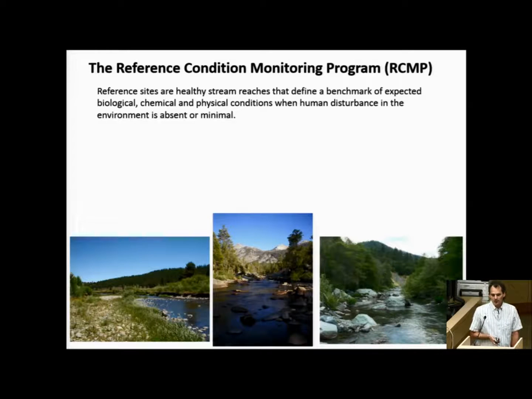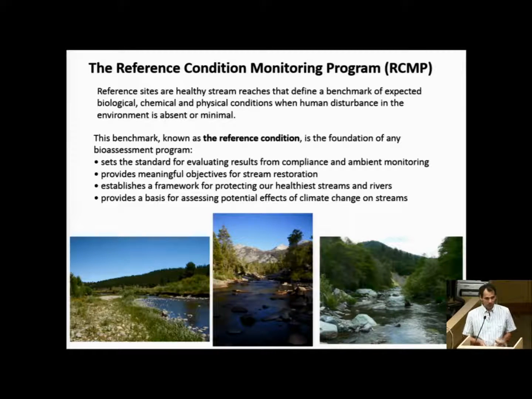Okay, the second key element of measuring and assessing ecological condition or biological integrity is the reference condition monitoring program. Reference sites are healthy stream reaches that define a benchmark of expected biological, chemical, and physical conditions when human disturbance in the environment is absent or minimal. That benchmark, known as the reference condition, is the foundation of any bioassessment program. It sets the standard for evaluating results from compliance and ambient monitoring. It provides meaningful objectives for stream restoration. It establishes a framework for protecting our healthiest streams, and it provides a basis for assessing the potential effects of climate change on streams.